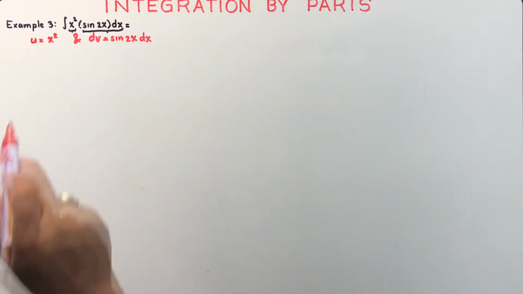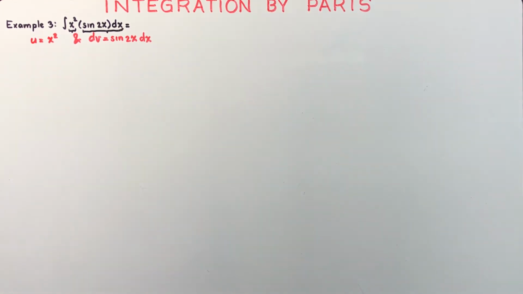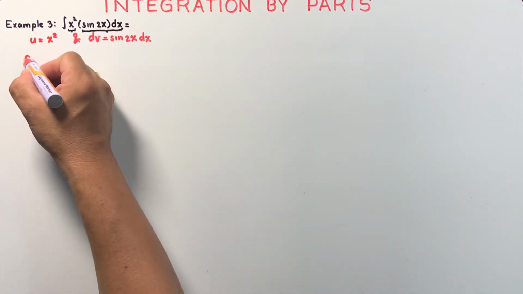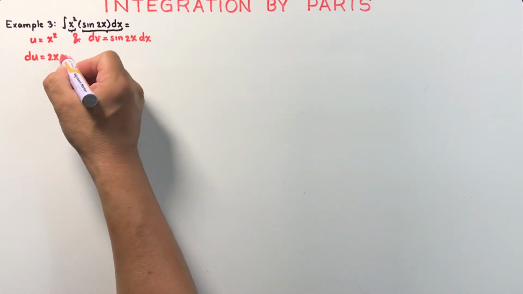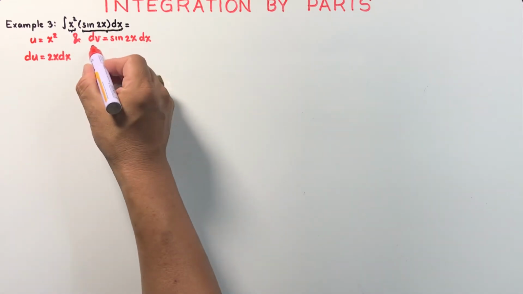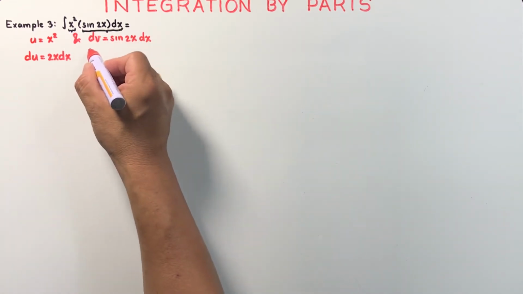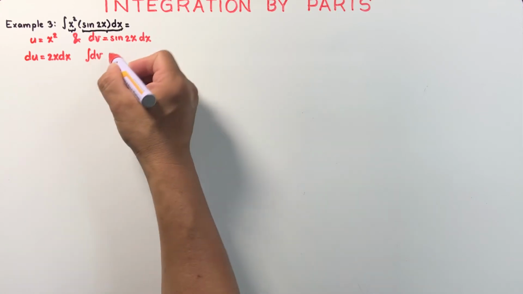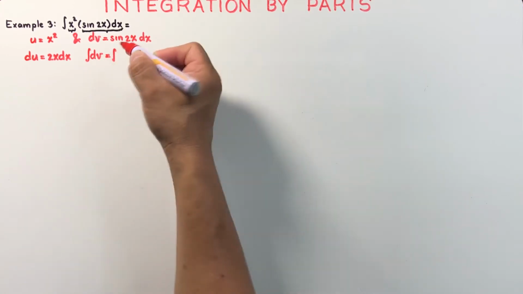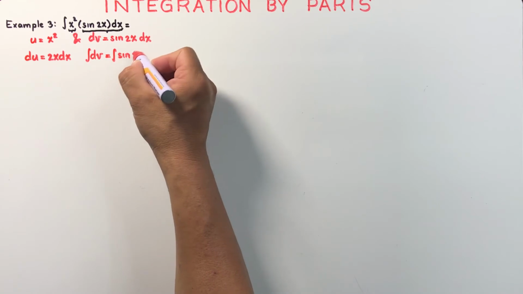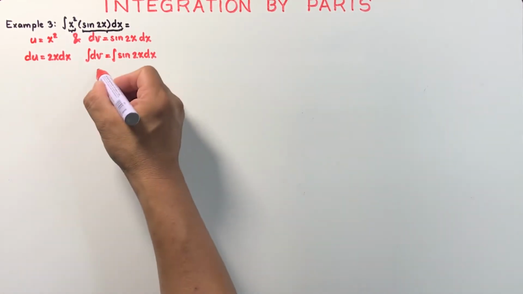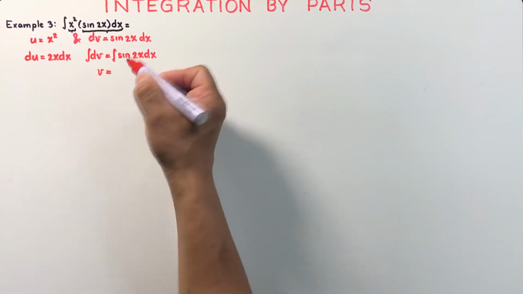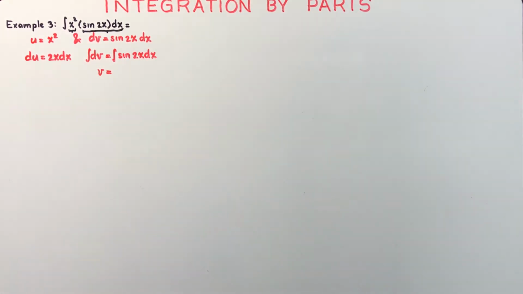And how do you know that this is a correct u and correct dv? We need to find the differential of our u, and the differential of our u is 2x dx. And to find the v in this dv, we need to integrate dv at the left side of the equation and also integrate the right hand side, which is the sine 2x dx. And we know that this is our v. So v is equal to the integral of sine 2x dx.